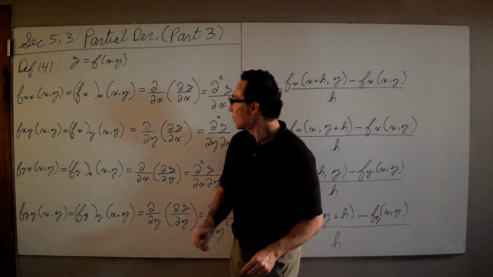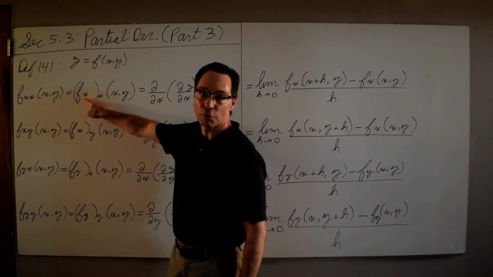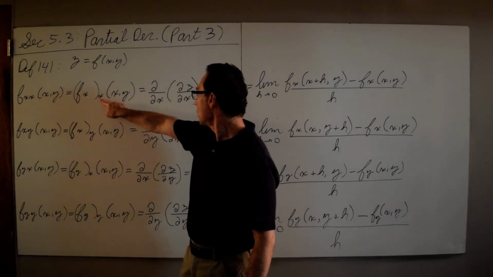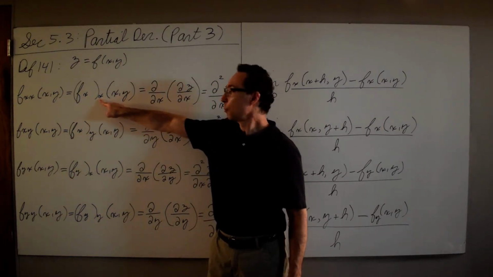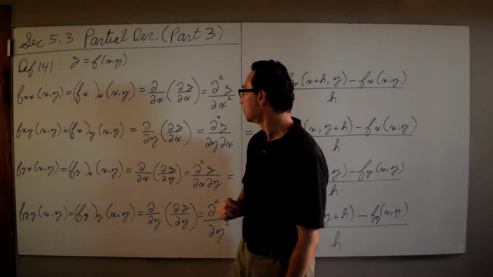And so we have the partial derivative with respect to x. We think of it as a function in its own right, and we take the partial derivative of that with respect to x. Our notation is f sub xx.